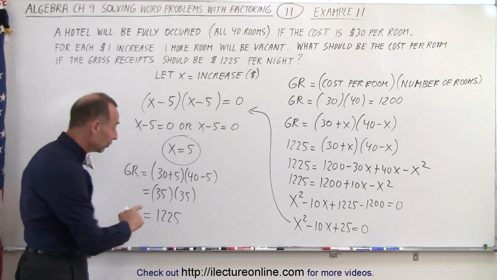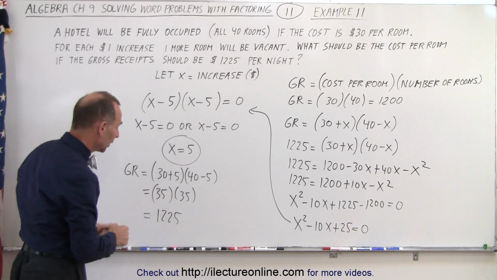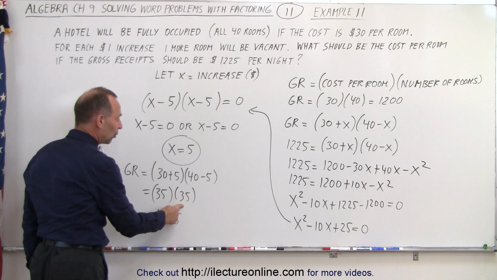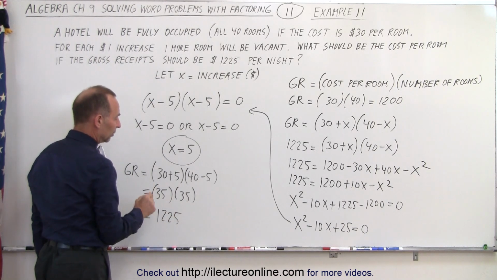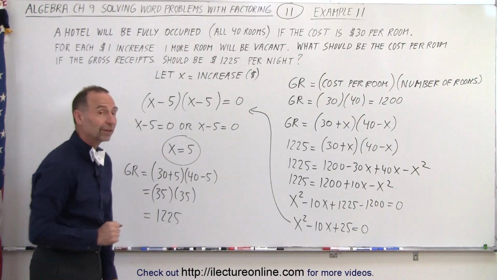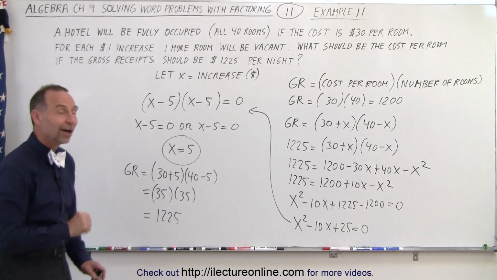Do you know how you can do that very quickly without a calculator? For 35 times 35, you go 30 times 40 and add 5 squared, the difference between. So 30 times 40 is 1,200, plus 5 squared is 1,225. And that is how it's done.